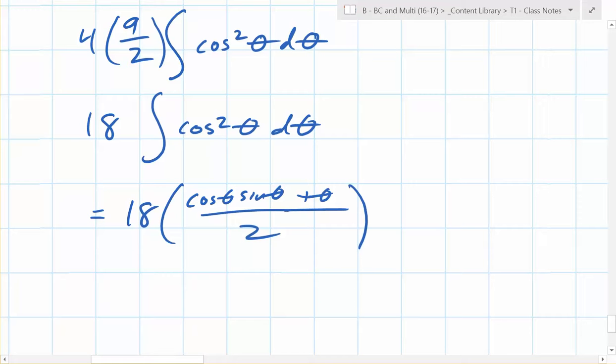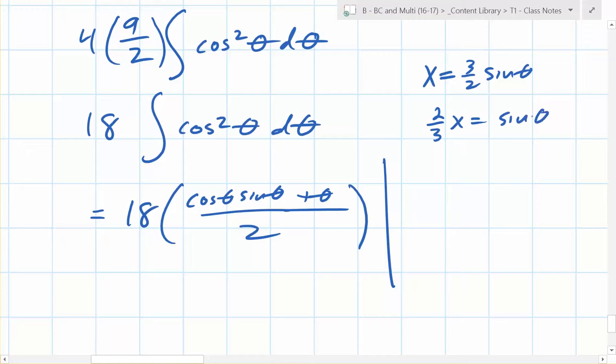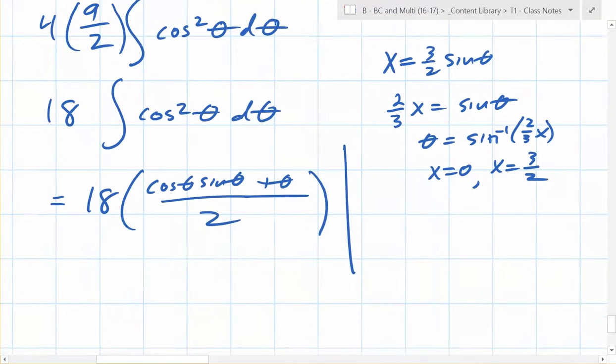Here's the thing. You now have to figure out what you're going from and to. What did x equal, everybody? What was your original substitution? The original substitution was 3 over 2 sine theta, right? So 2/3 x is equal to what? Sine theta. So what does theta equal? Inverse sine of 2/3 x. So we're going from 0 to 3 over 2. Those are the two values, right?